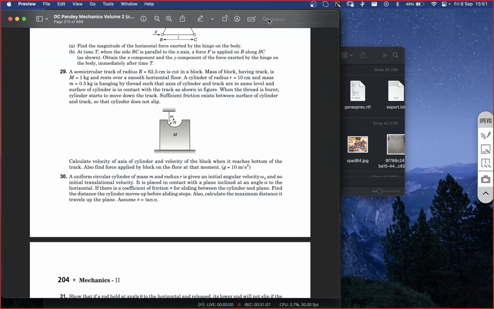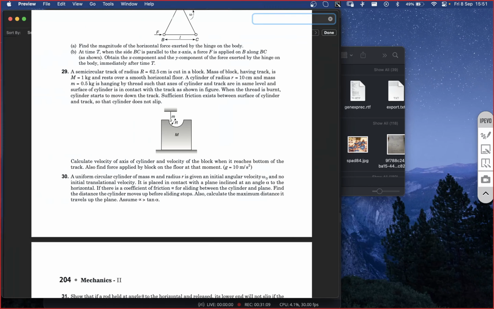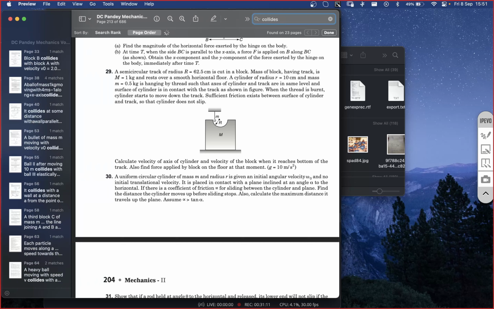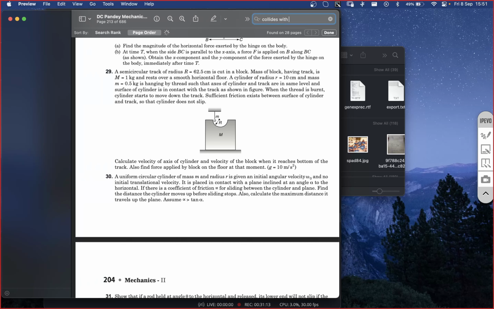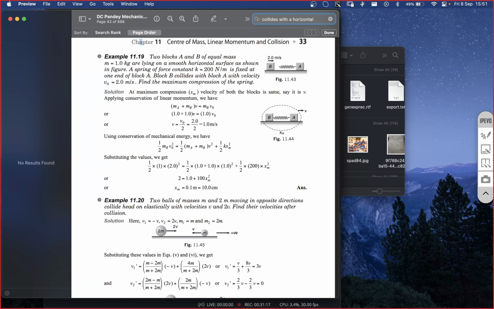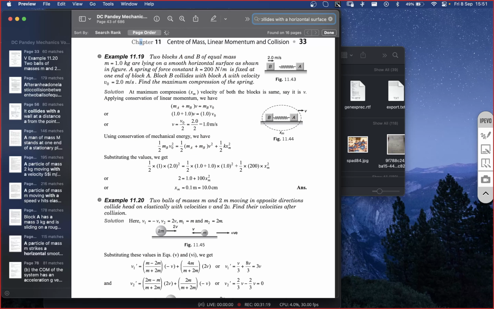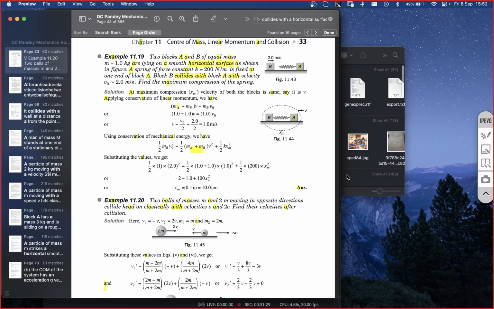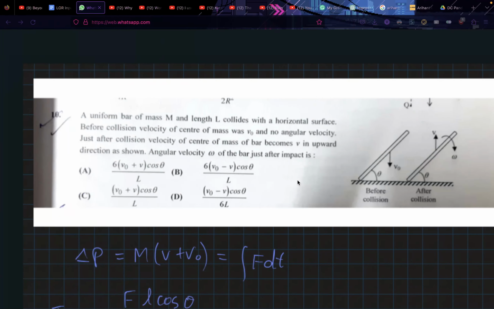Collides with the horizontal surface. Let me just search it. You can check my answer as well. Okay, there's something wrong with the search parameters. What is the answer to this thing? I don't think it can search this one.